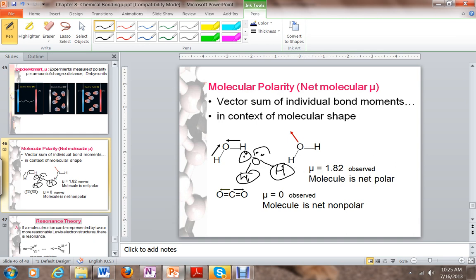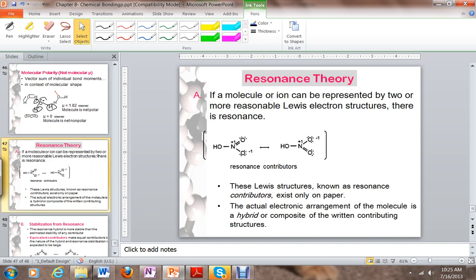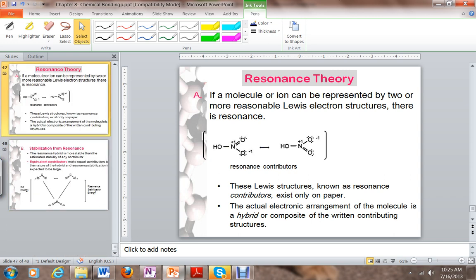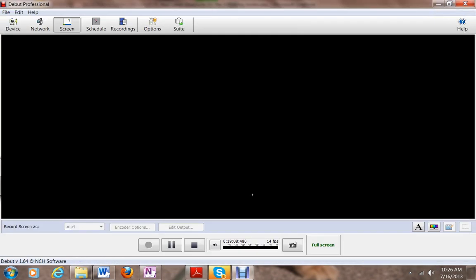So, of course, the amount of net dipole and how polar it is going to depend on the difference in electronegativity between the elements. Then resonance theory, I'm going to give it to you after, when we start hybridization. So there's not too much to do here. So the other thing would be, let me just put a pause.